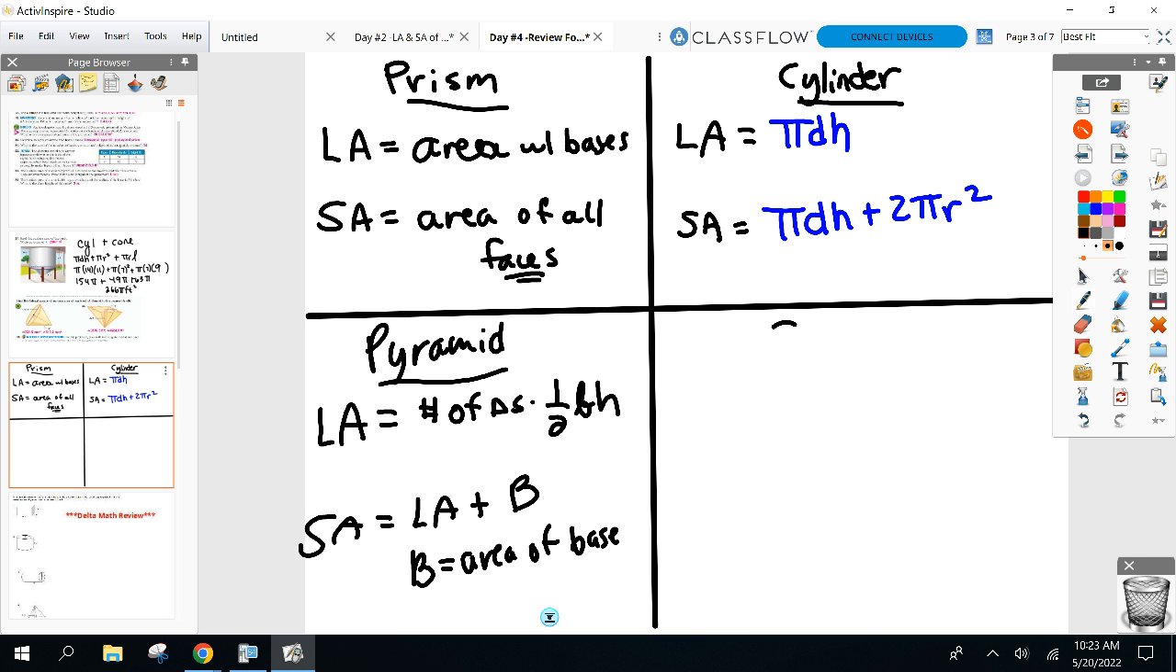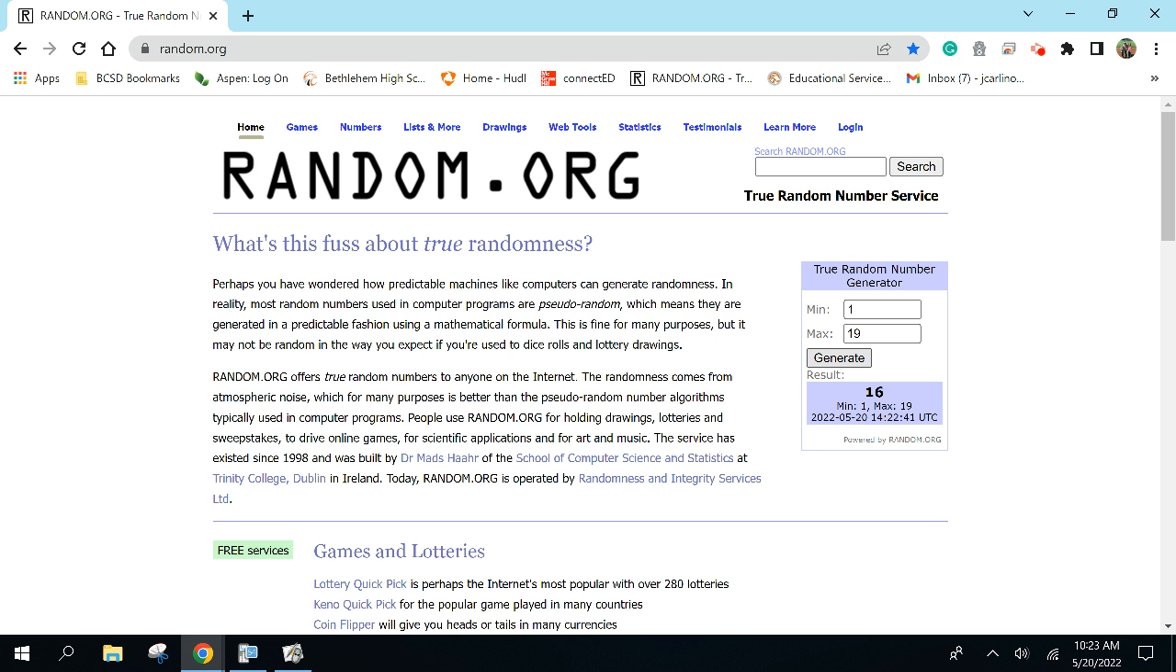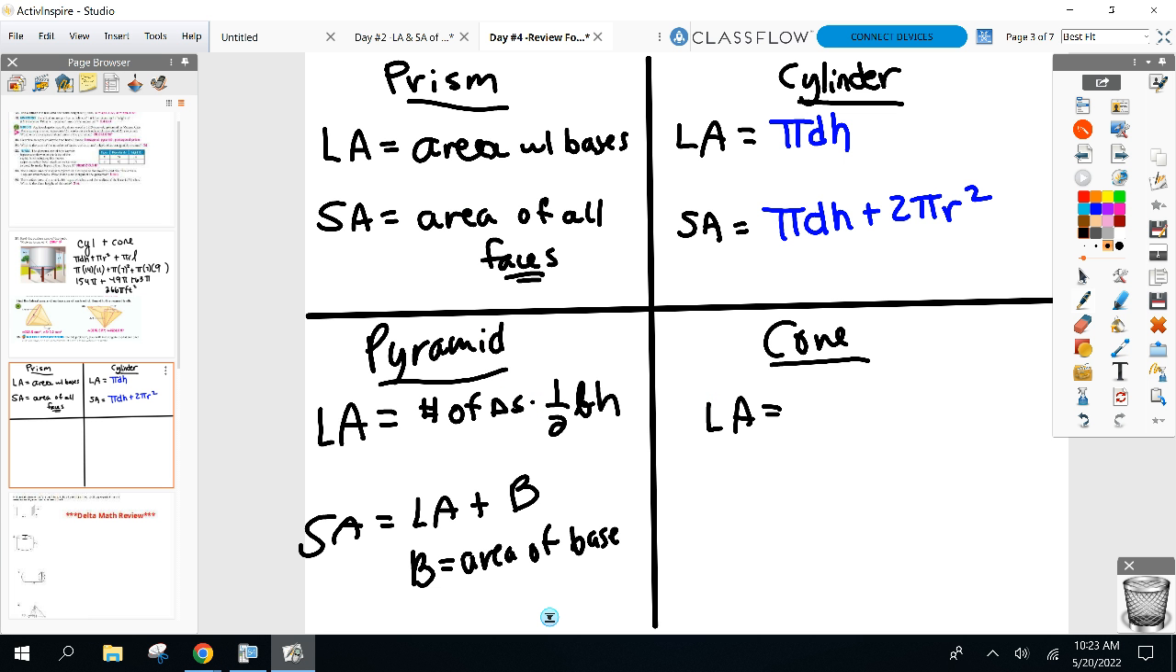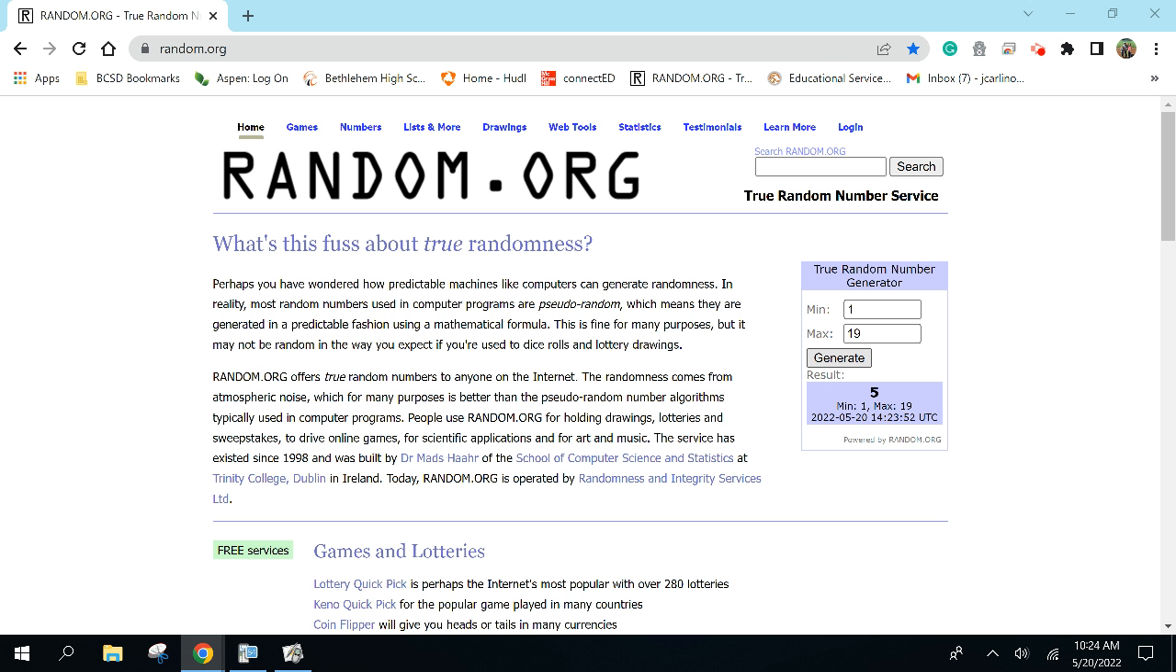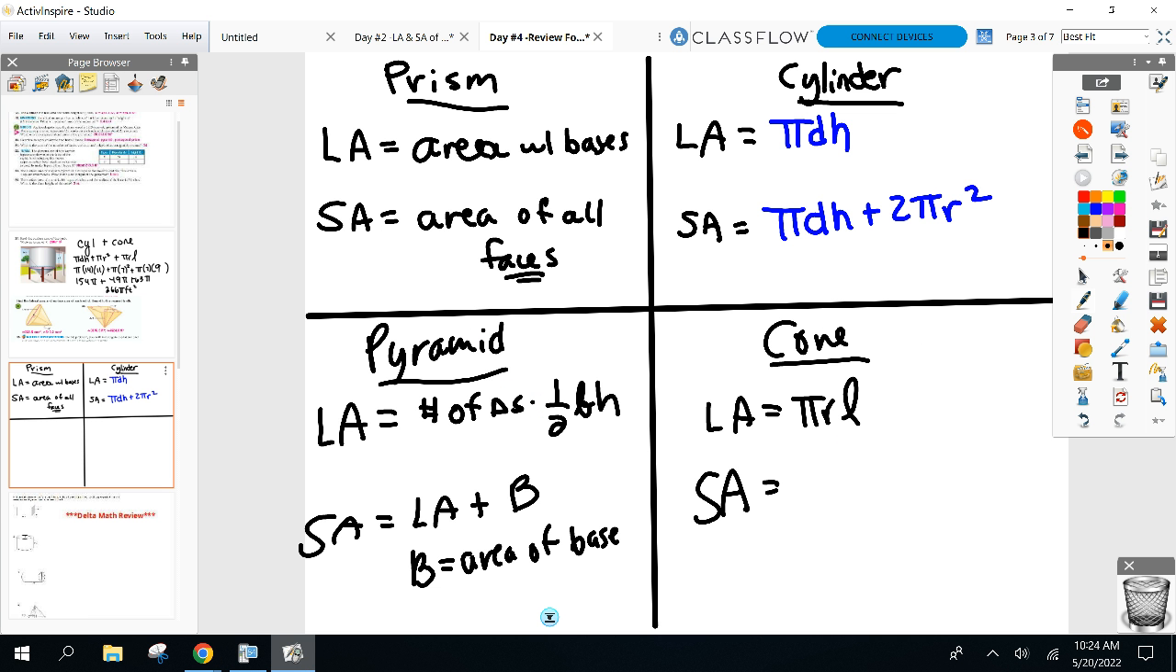So be prepared. The base may not be a square. And then finally, cone from yesterday. Lateral area of a cone. Jackson, lateral area of a cone from yesterday. Yep. And go ahead and add that base in now. What's the surface area? Pi R L plus pi R squared. All right. Any questions?